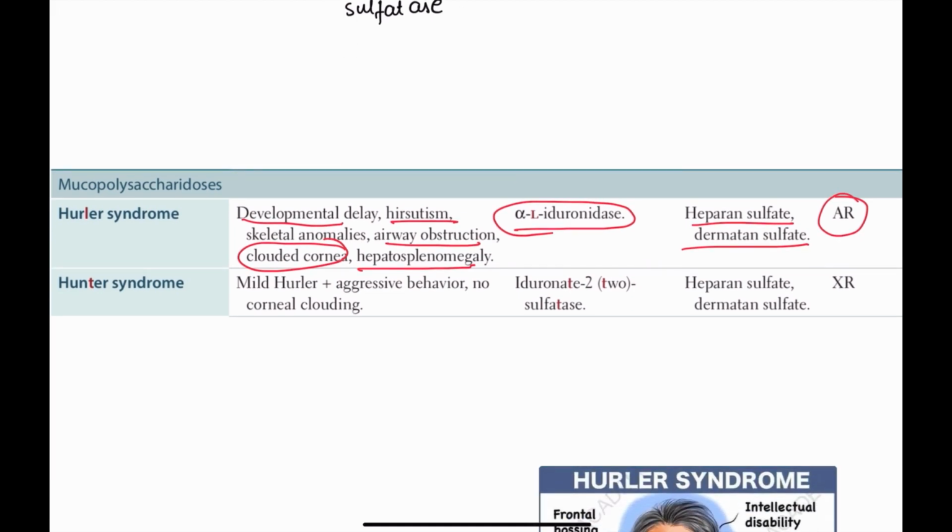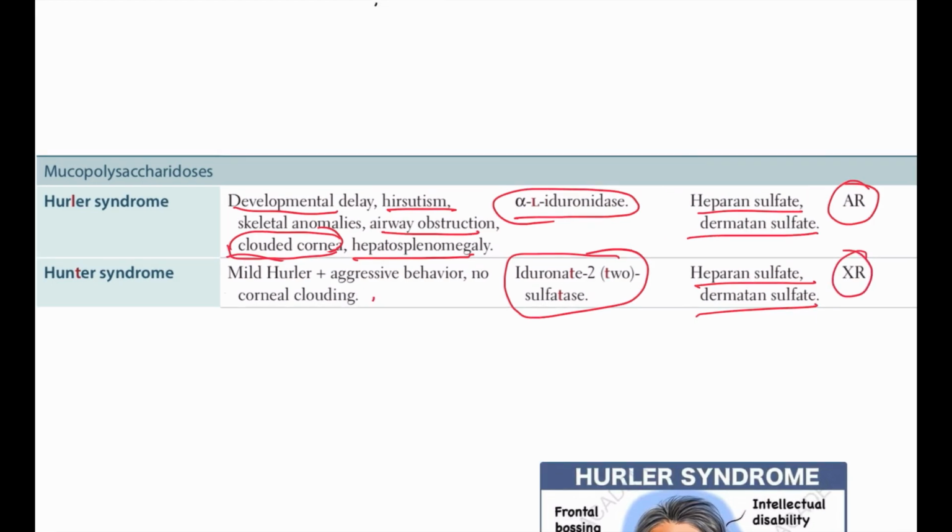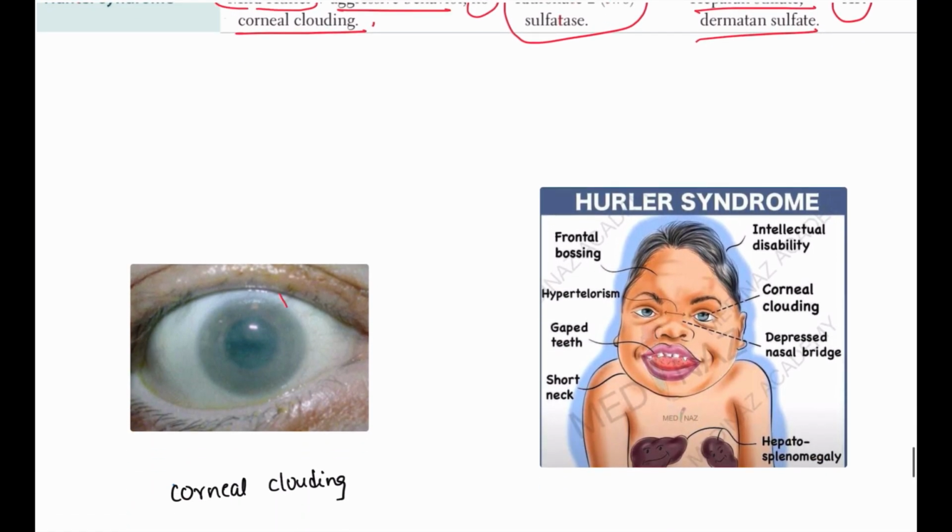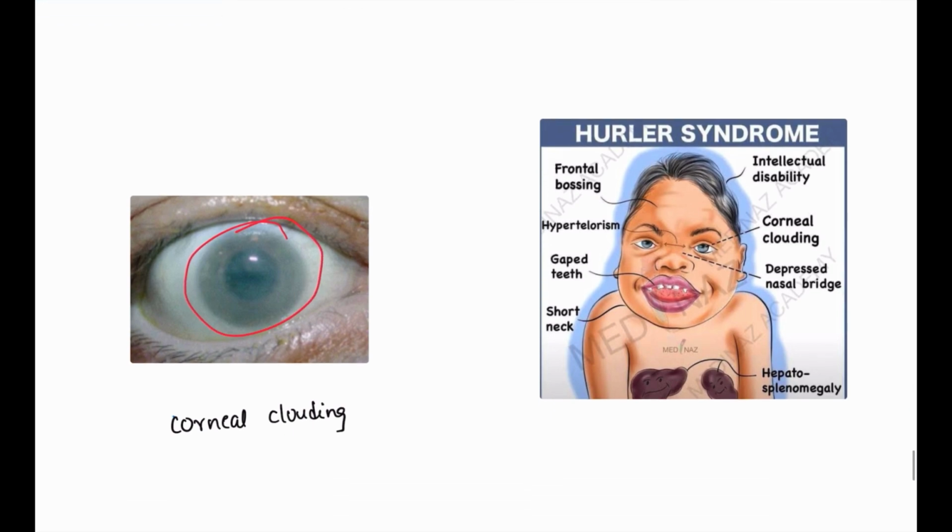Hunter syndrome is due to deficiency of the enzyme iduronate 2 sulfatase, which causes accumulation of heparan sulfate and dermatan sulfate. It is also an X-linked recessive disorder like Fabry's disease. Hunter syndrome shows milder symptoms of Hurler with aggressive behavior. The main difference here is there is no corneal clouding in Hunter syndrome. This is the corneal clouding we see here. This is the picture showing the symptoms of Hurler syndrome. There are frontal bossing, short neck, depressed nasal bridge, corneal clouding, intellectual disability.